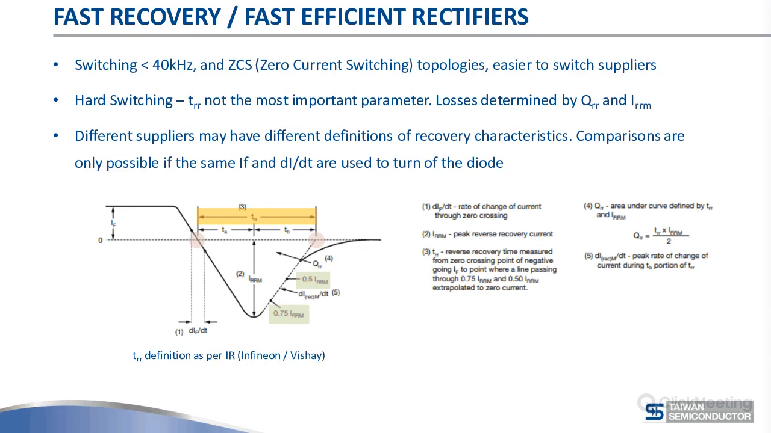So here, on the slide, the print is a little bit small. That's, I guess, deliberate. When you look at TRR definitions, you actually need to look at the small print of each device, because everybody may do it a little bit differently. But I would like to say in general that if the forward current and the dIF/dt ratio, the speed at which you turn off the forward current, are not the same, you cannot compare TRR or QRR values of a rectifier. They need to be the same to have a meaningful comparison. If they are not, you need to test.